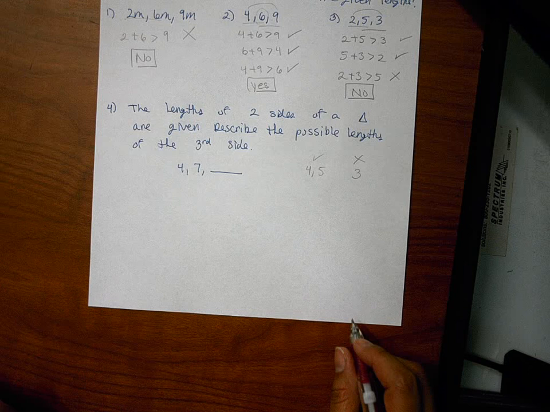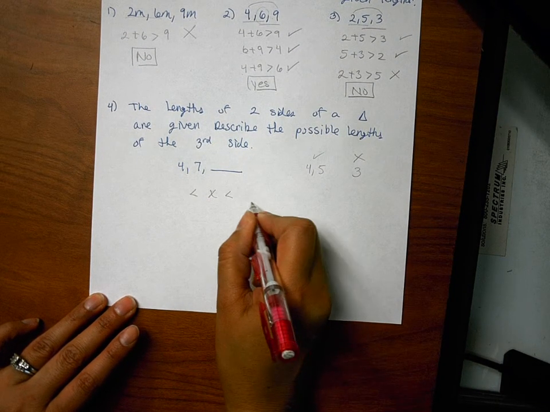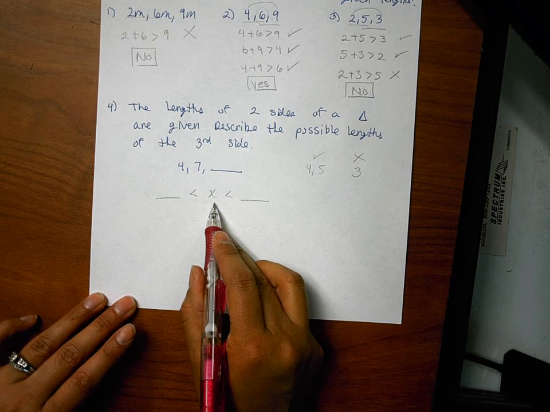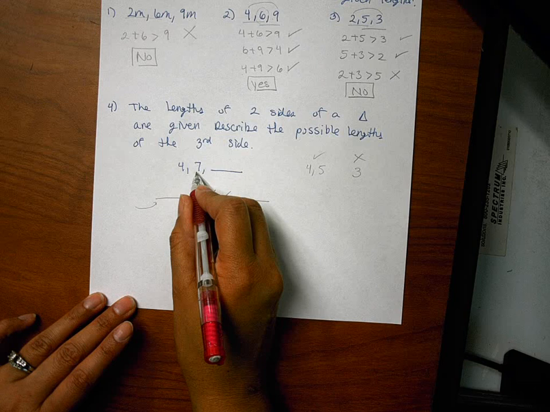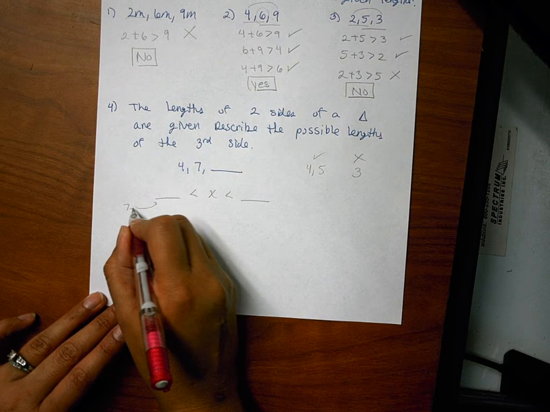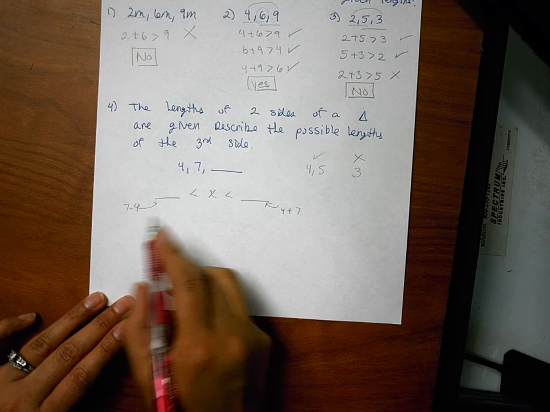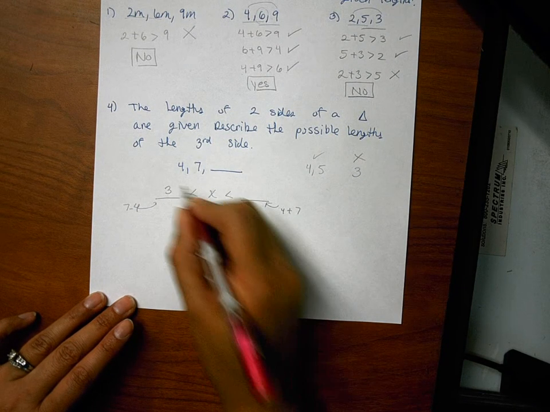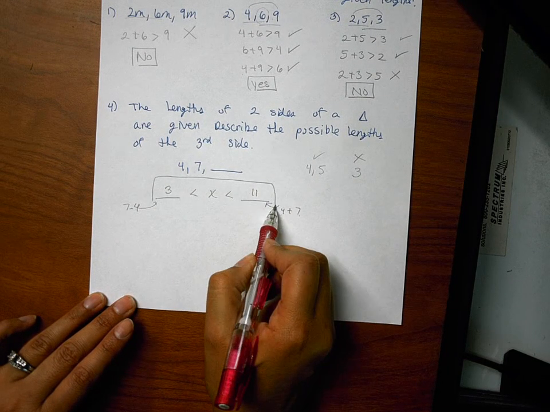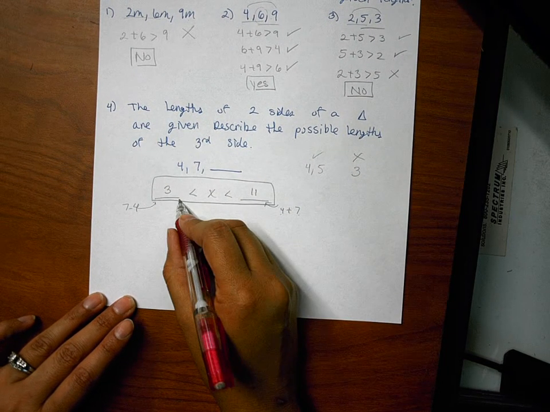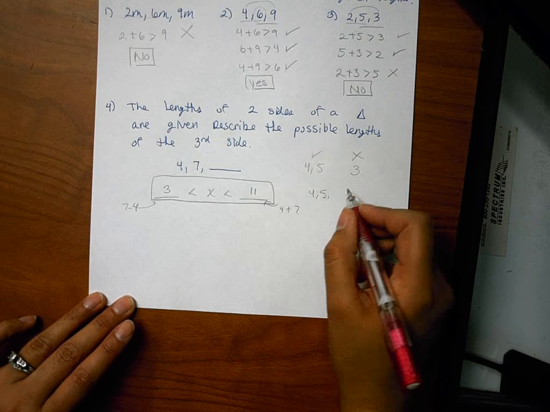Okay, I'm assuming you may have gotten like a 4 or a 5 that works, and maybe a 3 that does not work. So here is how you're going to always write your answers from here on out. X is always in the middle. The inequalities will always open this way. On this side, you're going to subtract the numbers, and on this side, you're going to add the numbers, and that's it. 7 minus 4 is 3. 4 plus 7 is 11. That's the range of numbers that will work.